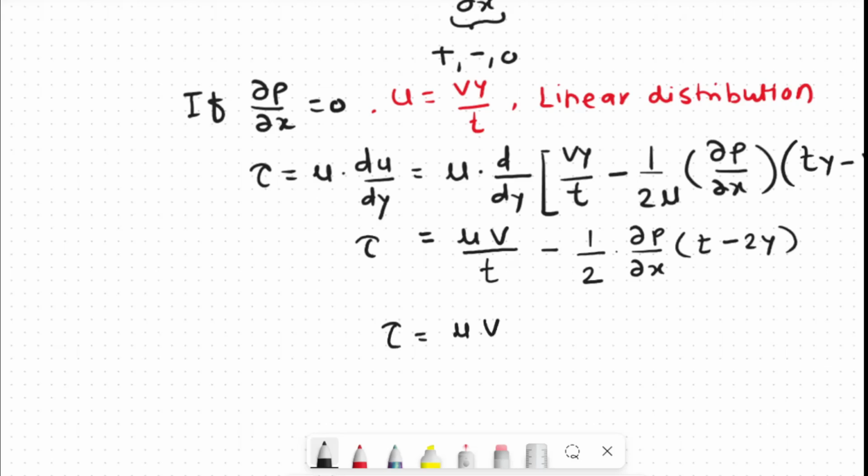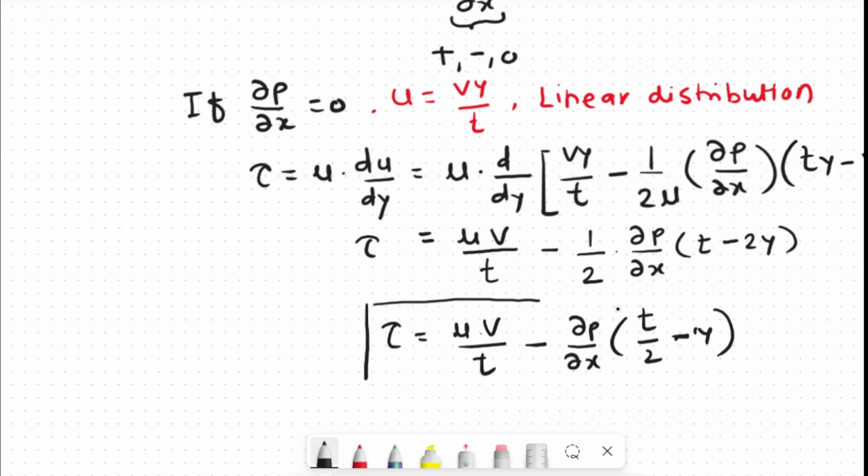So tau is equal to mu V by t minus dp by dx in bracket t by 2 minus y. So this is the relation for the shear stress.